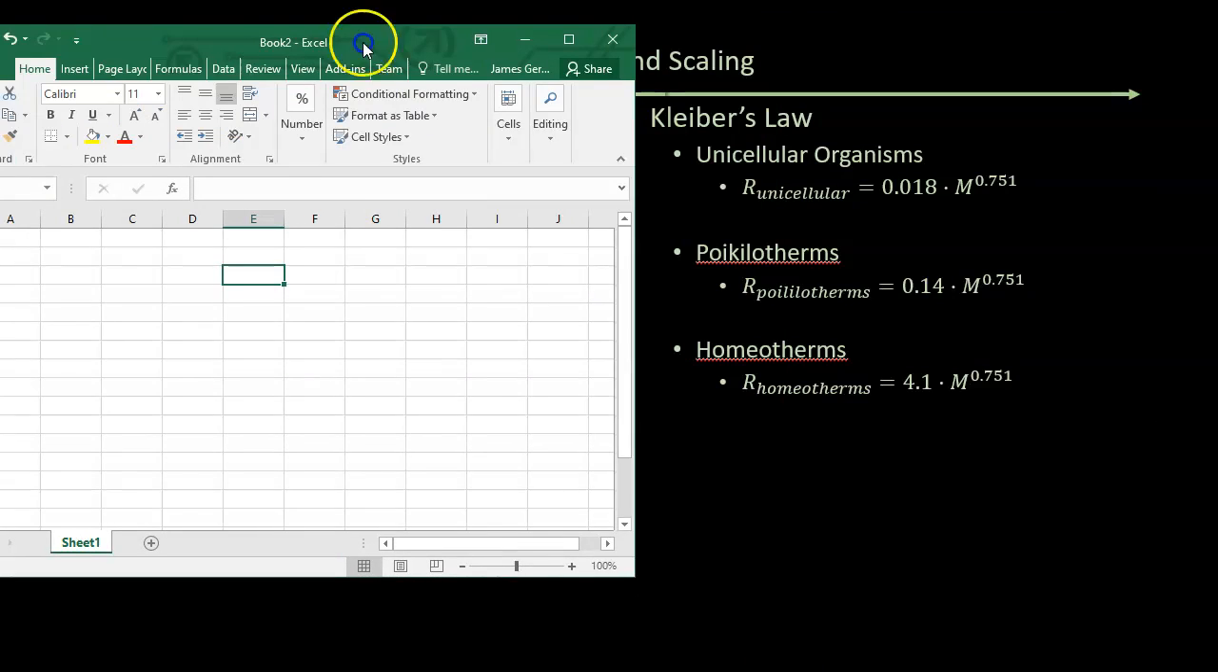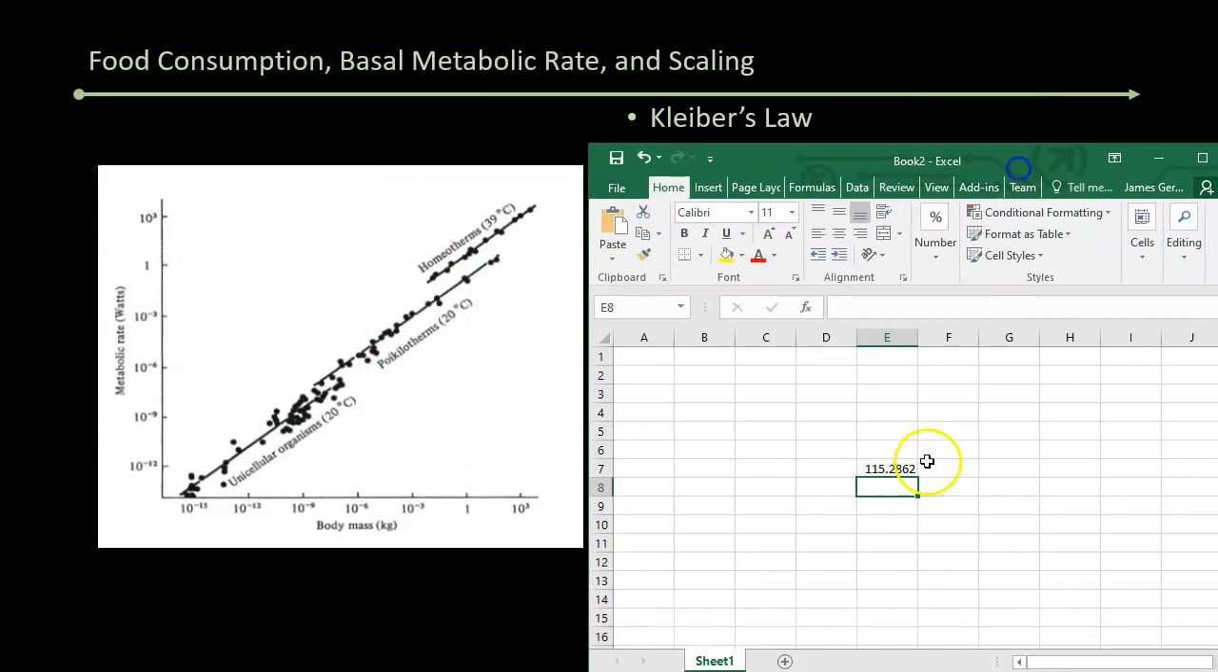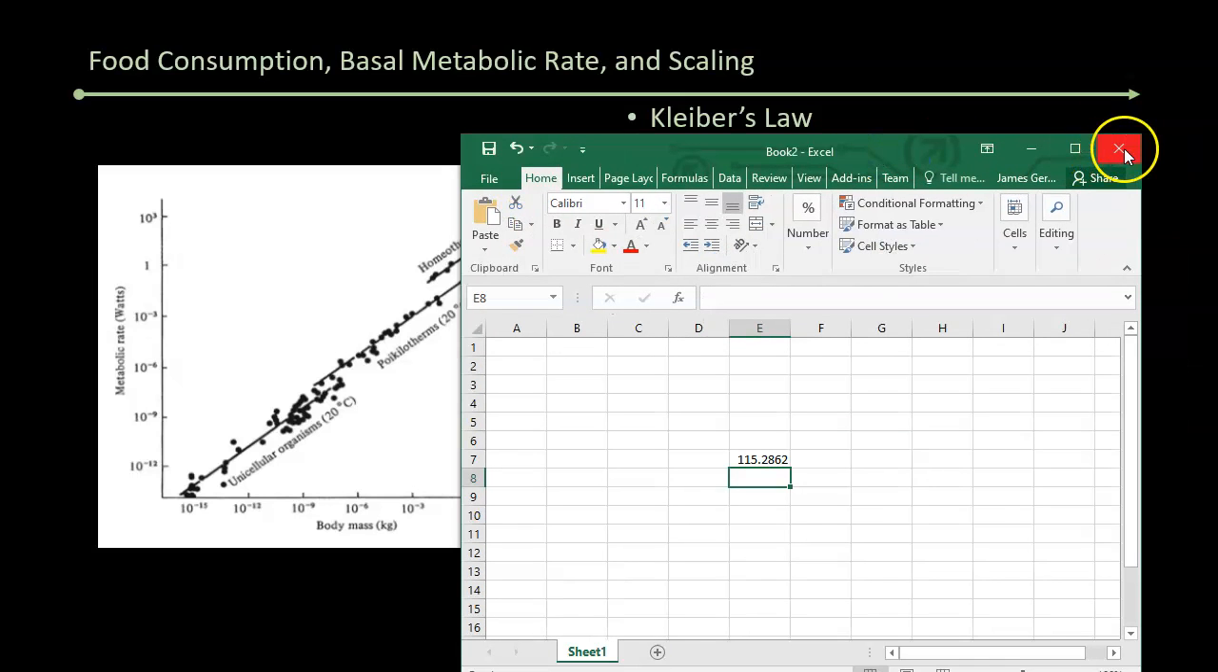So if you wanted a basic estimate of metabolic rate for any particular human, let's take a large one like myself, 4.1 times 75 kilos, no, 85 kilos, let's say, to the 0.751, and my basal metabolic rate, the rate at which I consume energy just sitting around, is 115 watts. All right, and that kind of dictates a lot of things about diet and stuff like that. Basal metabolic rate contributes to different aspects of diet.